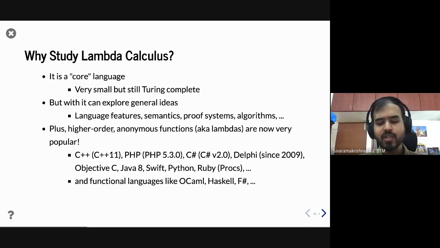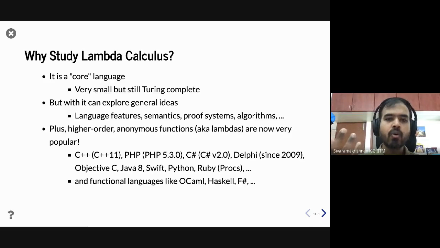And one thing we do as programming language practitioners is we try to explore new ideas, new language features, semantics, proof systems, algorithms, and so on. The way we do this is we try to map the core of those newer ideas into Lambda Calculus, and then we study them, right? We try to see how they behave. What is the meaning of those programs, for example?